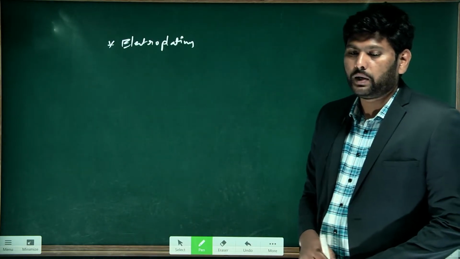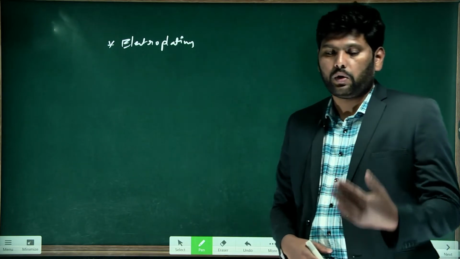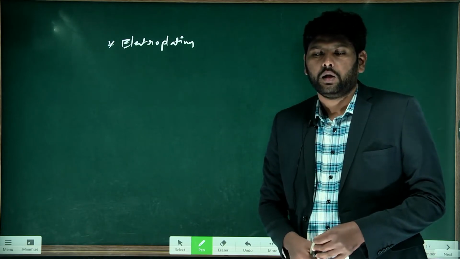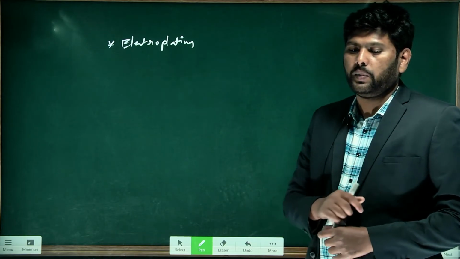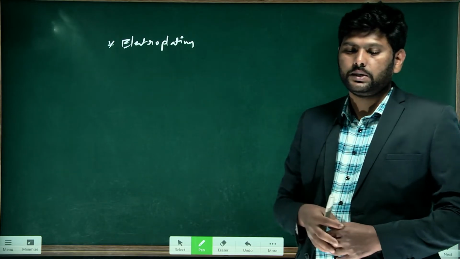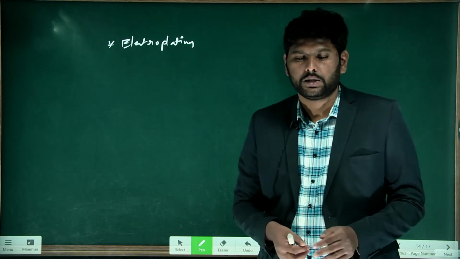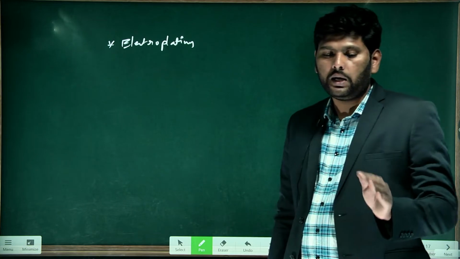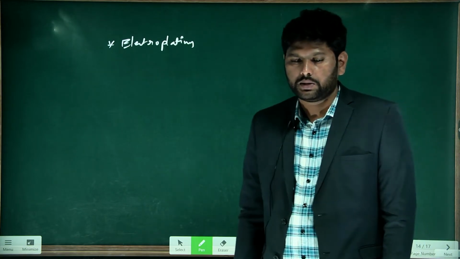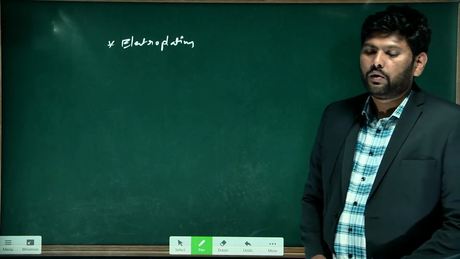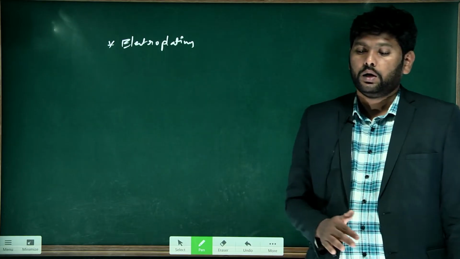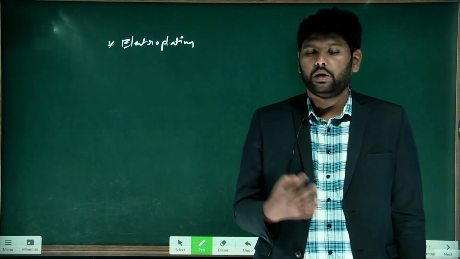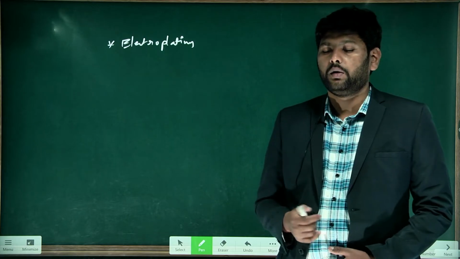What is electroplating? Electroplating is a process in which we coat a superior material on a cheap material. For example, ornaments. In ornaments, we do a gold coating on a cheap material, so it appears like a gold ornament.